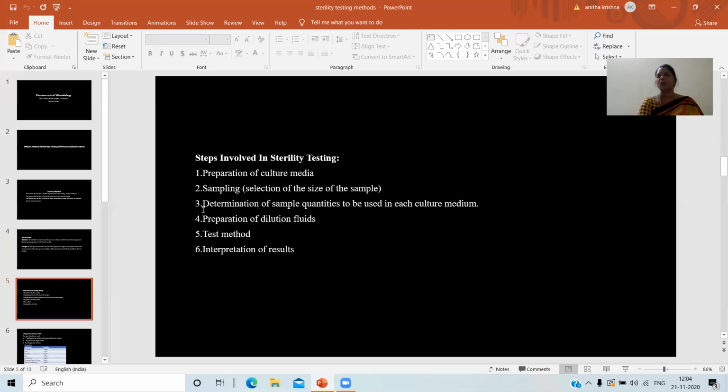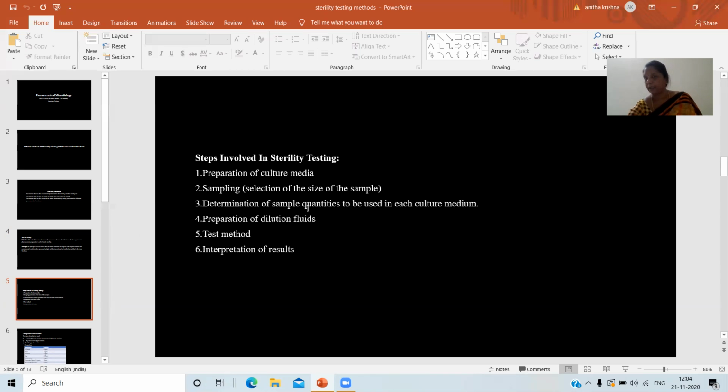Now, let's see the different steps involved in sterility testing. Sterility testing is not a simple thing where you take a product and just go for testing it. No, you have certain sequences, certain orders, and a certain method in which you have to test the product. The first step is preparation of the culture medium. What type of culture media are generally used to test these products is very important.